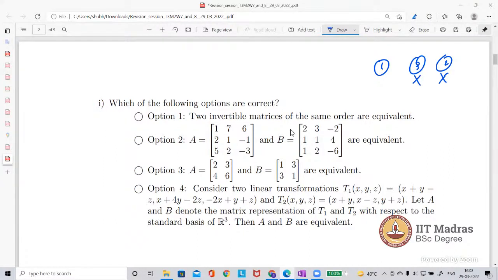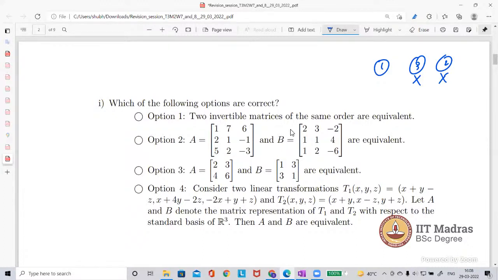Anyone else getting about option 4 or any other option? Okay, so please explain why the first option is true. Who had said the first option?